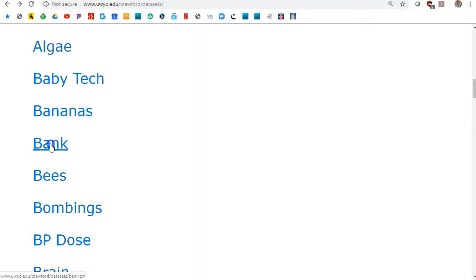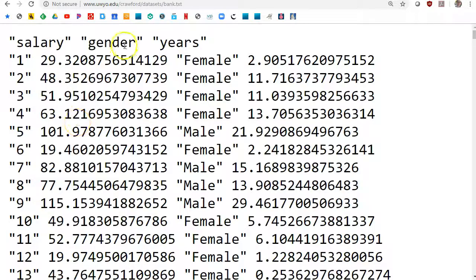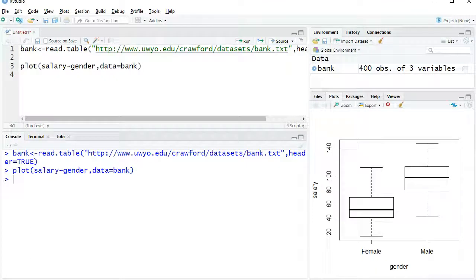I want to play with the bank data. Here you can see the salary. Here's their gender. Here's the years they worked at the bank, which we're ignoring this column for right now because we're trying to keep it simple. So if I plot what the data looks like, it looks pretty similar to the picture I had on the board. Female to male, does it look like there's a difference in the salaries? I would say based on this picture, it looks like there is. But let's use regression to figure it out.